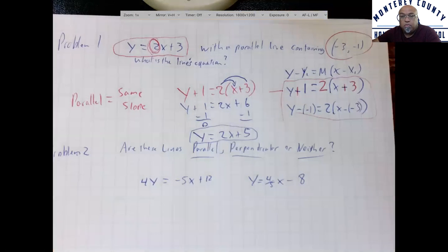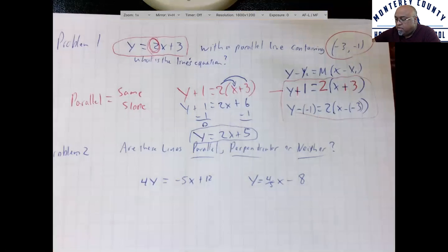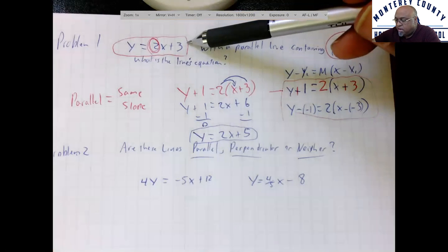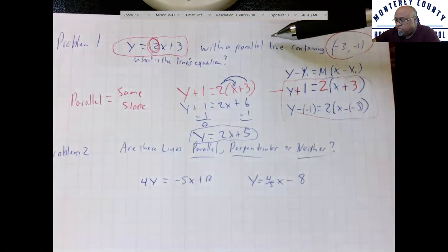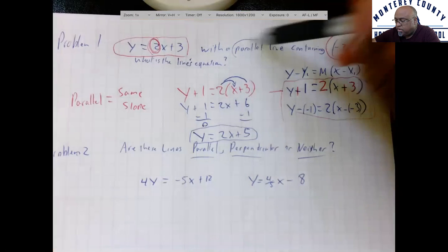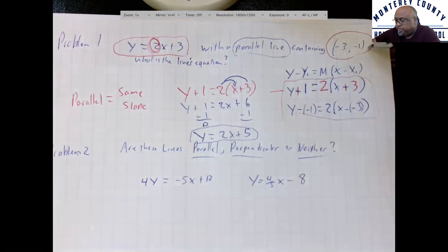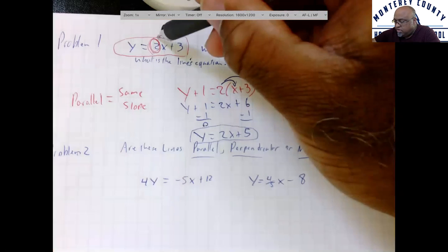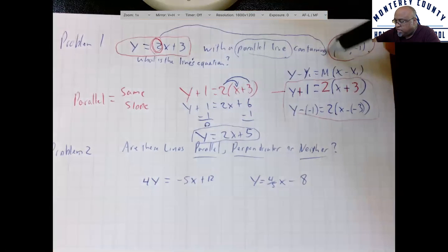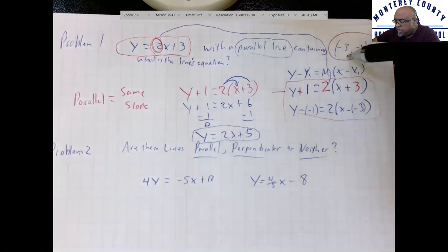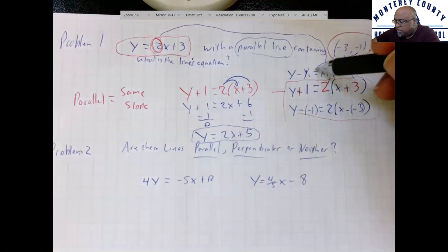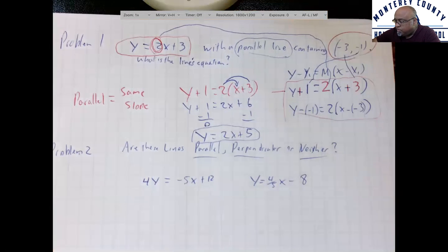Okay, let me review the steps. I have an equation. I have another line that's parallel. I don't know the equation to the parallel line, but I know a point that's on that line. Using point-slope form, I can substitute in the slope, 2, and I can substitute in the point, -3 and -1, to get an equation.